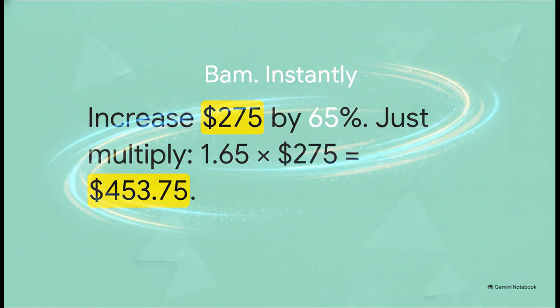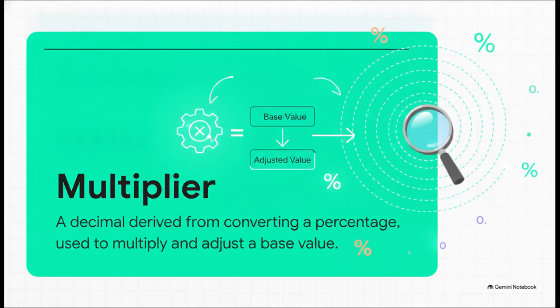We just take our original value of $275 and multiply it by 1.65. Bam! $453.75. We get the exact same answer as the tedious two-step method, but we arrive there instantly. So, formally speaking, what is a multiplier? It's simply a decimal derived from converting a percentage. We use it to multiply a base value and adjust it in one seamless step. It completely streamlines your calculations, totally removing the need for all that repeated manual addition or subtraction. It's a real game changer.